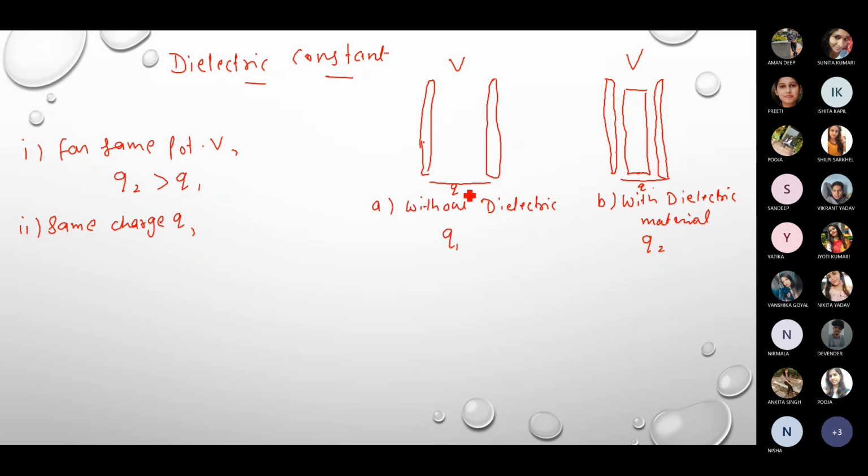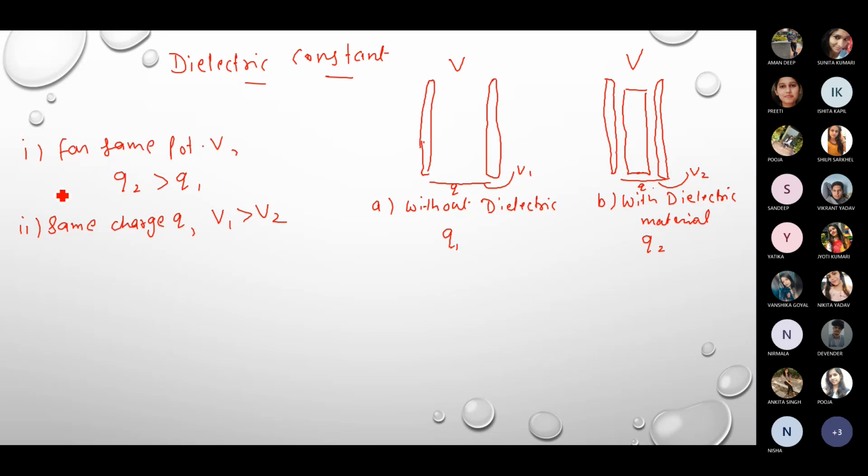Means if we are giving same charge Q to both of the systems, and let's say if in that scenario, V1 is the potential without dielectric and V2 is the potential with dielectric material, then V1 must be higher than V2. Okay, so these were two very important observations which were given by Faraday and which further led to the invention of the capacitors, invention of the charge storage by the medium of capacitor by placing the dielectric material inside the capacitor plates, right?